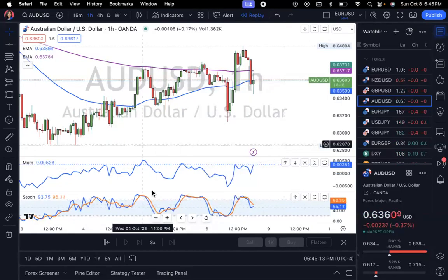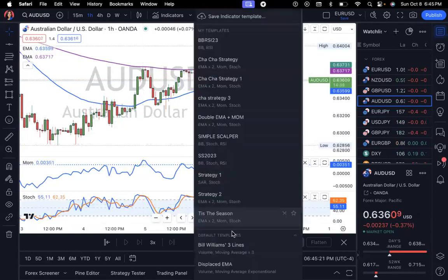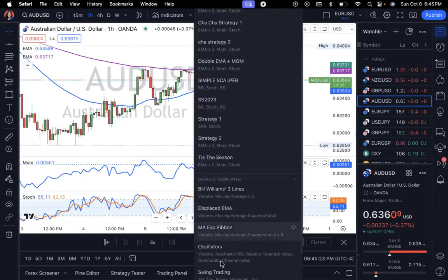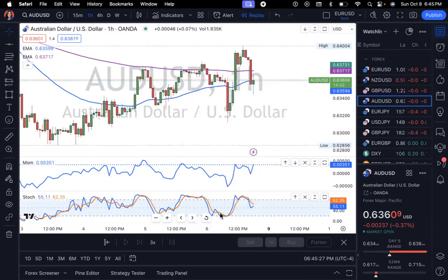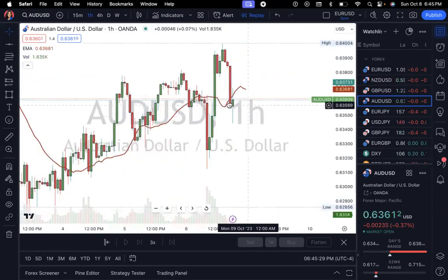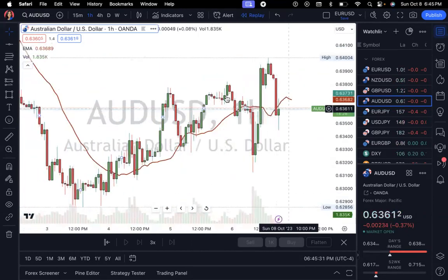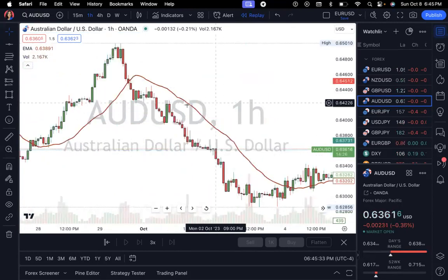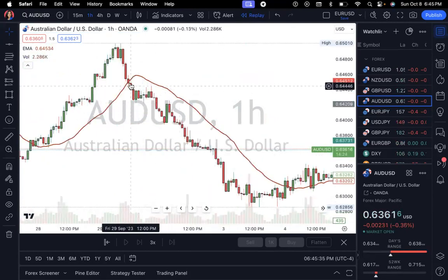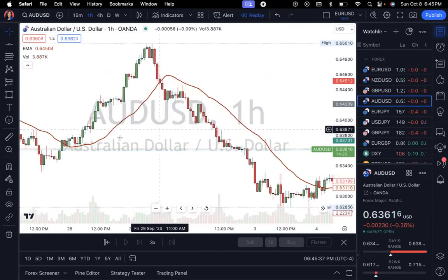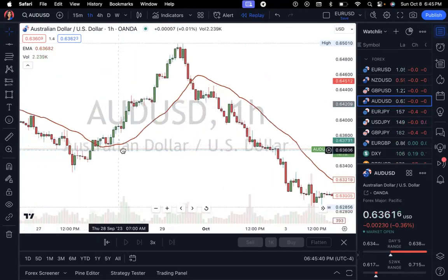So this is my primary strategy that I'm using. But sometimes when I want to double check my confirmations, I'll click the box and I'll go down here and I'll choose one of TradingView's built-in strategies. And the one I like to simply use is the displaced EMA. Because I know just looking at this strategy, once the candles have crossed below the EMA, I'm selling. And once the candles have crossed above, I'm buying.